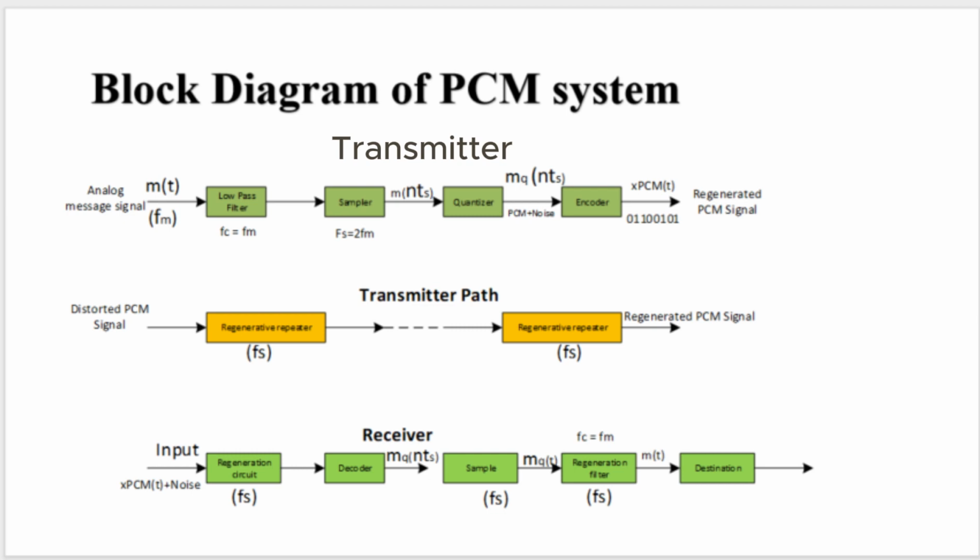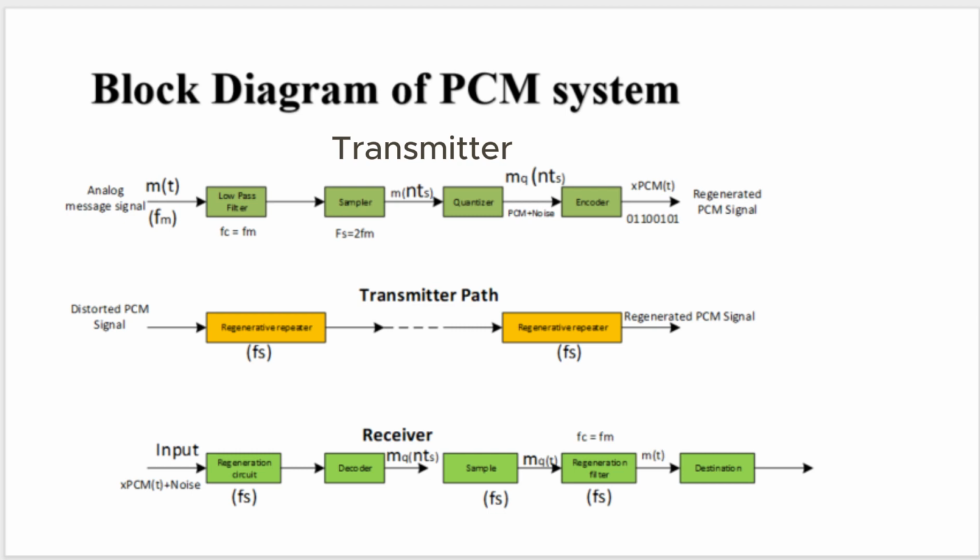Now the quantized signal level mq(nTs) is given to the binary encoder. This encoder converts the input signal to a digital binary word. This encoder is also known as the digitizer.